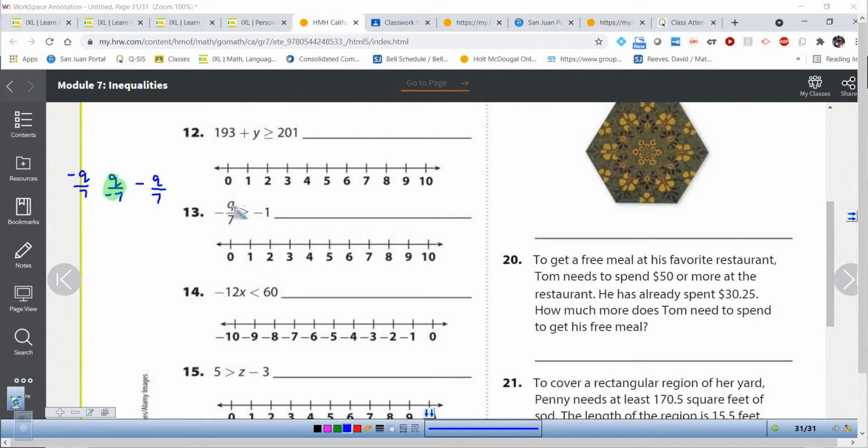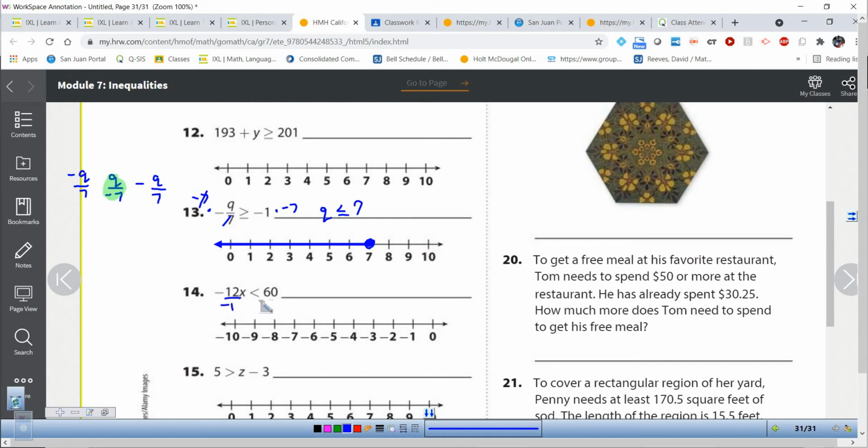So I'm going to think of this as q divided by a negative 7. Well, the inverse of dividing by a negative 7 is multiplying by a negative 7. So those will cancel, right? And I will get q, but since I multiplied by a negative, I'm going to reverse or flip that inequality sign. q is less than or equal to positive 7. So there's my circle. I'm going to color it in because it's got the equal to on it, and I'm going to shade to the left.